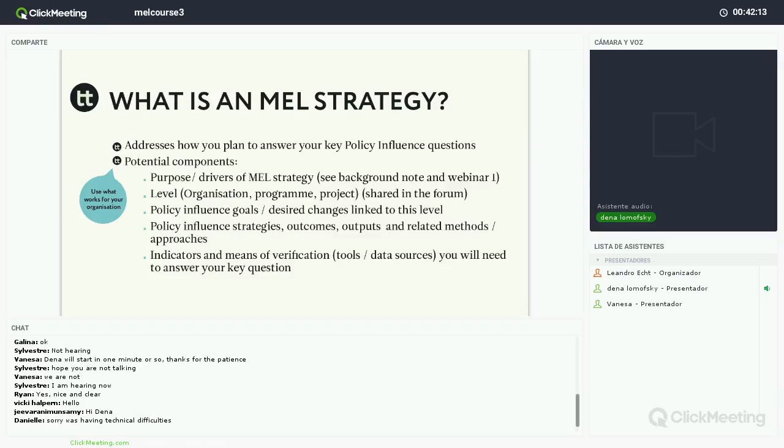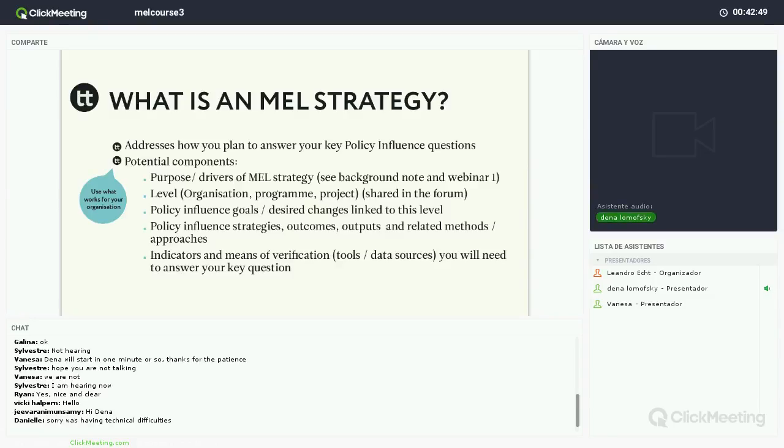Then decide what policy influence goals or changes you want to link to this level. This then becomes the focus of your monitoring, evaluation, and learning system. And then think about what the strategies are going to be used to achieve those goals, in terms of the outputs, outcomes, and the methods and approaches that you will use to achieve it. This is defined usually when we're talking about results logic or theories of change, pathways of change. What is the pathway, or how do you define change?